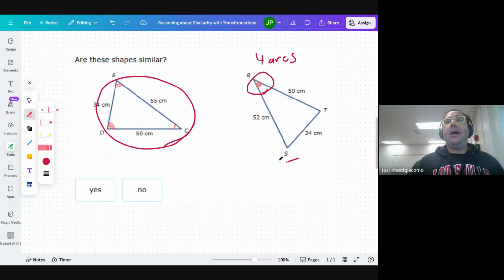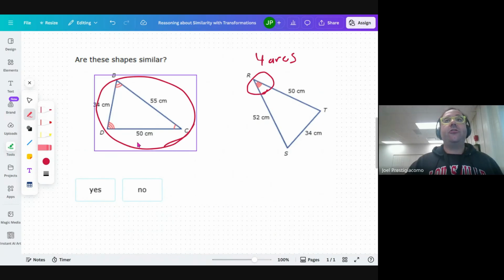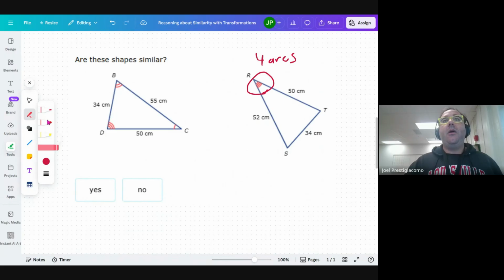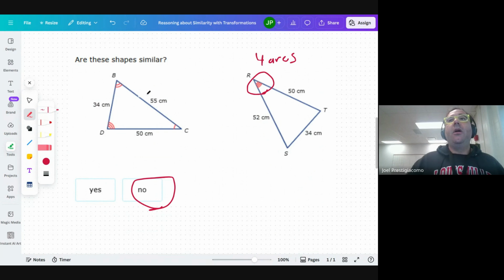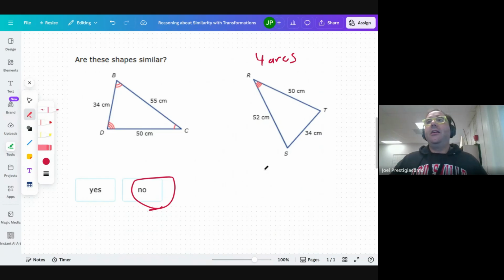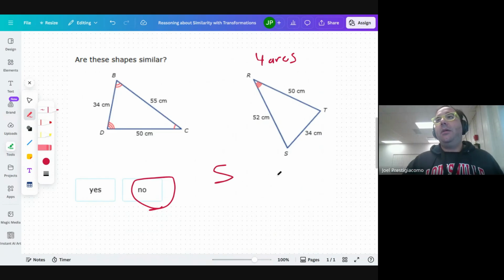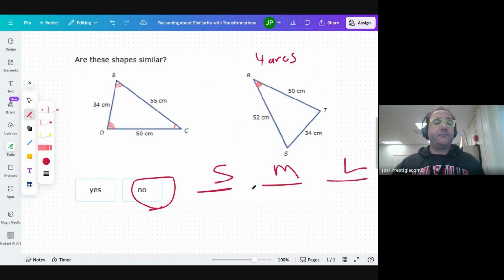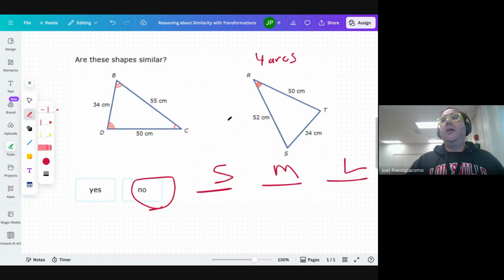So even though I don't know these other angles down here, and those angles could match the other triangle, this is going to be a no pretty much right off the bat because, again, we're missing that angle. But we could also look at just the small, medium, and large legs of each of these triangles and see how they compare.